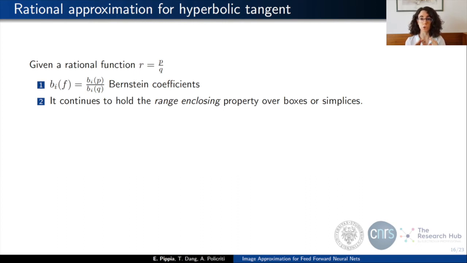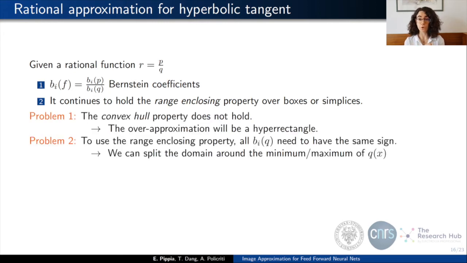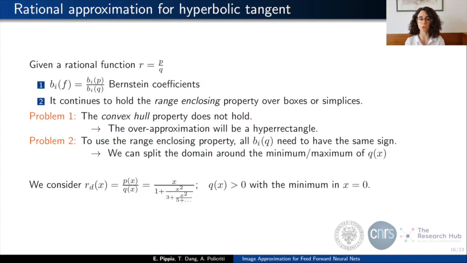The range enclosing continues to hold for boxes and simplices, but first of all, the convex hull doesn't hold anymore, so we can bound the output just with hyperrectangles and not with polytopes. And second, in order to use the range enclosing property, we need to be sure that the Bernstein coefficients of the denominator all have the same sign. To do it, one way could be to split around the minimum or maximum of the function. In our case, the Lambert fraction, the denominator is a positive function with a minimum in 0.